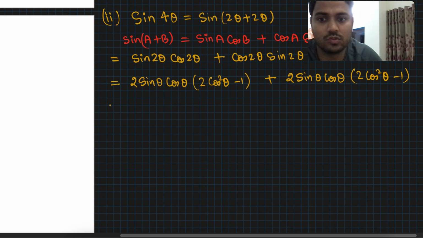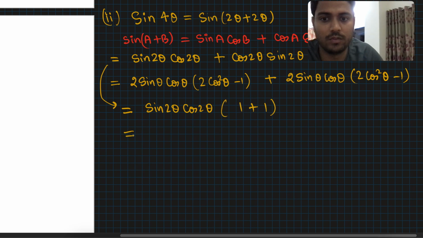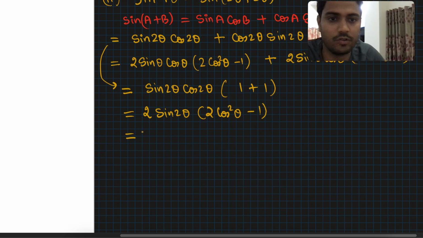Everything is exactly the same, so we can take common, or we should have taken common here only and multiplied by 2. So we can do that as well. From here we can take sine 2 theta and cos 2 theta common. So sine 2 theta and cos 2 theta common inside the bracket, 1 plus 1, so that is 2, multiplied by 2, you'll get 2 outside, and sine 2 theta cos 2 theta. So sine 2 theta as it is, and cos 2 theta can be written as 2 cos square theta minus 1. So let's move ahead from here.